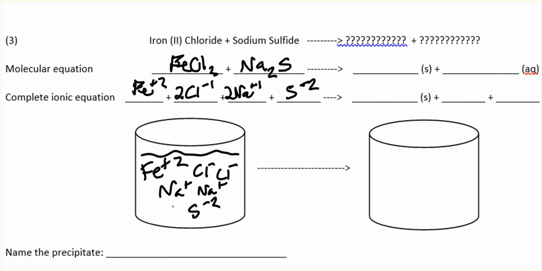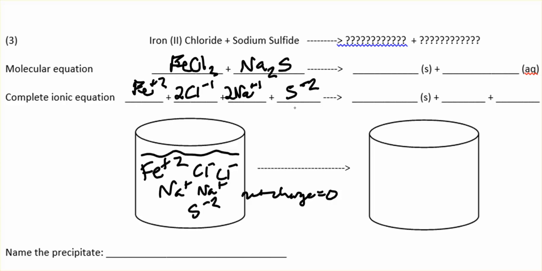Notice that if I were to add up all these charges, the net charge is equal to 0 in the container. So +1, +1, -1, -1, +2, -2. That always has to be the case. So that's a good check for you as you're doing your work.